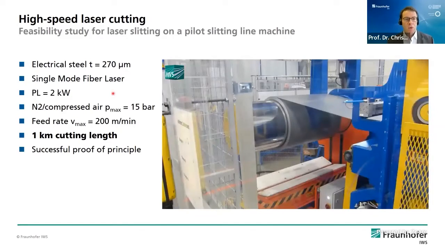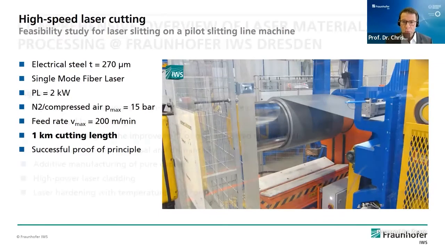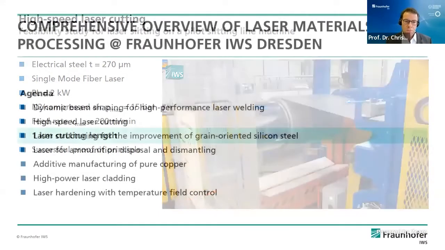We're using a single mode fiber laser with 2 kilowatts of laser power, nitrogen or compressed air at a pressure of 15 bar, and the feed rate of the sheet is 200 meters per minute, and we have successfully proven the principle of high-speed laser cutting with this type of machine.